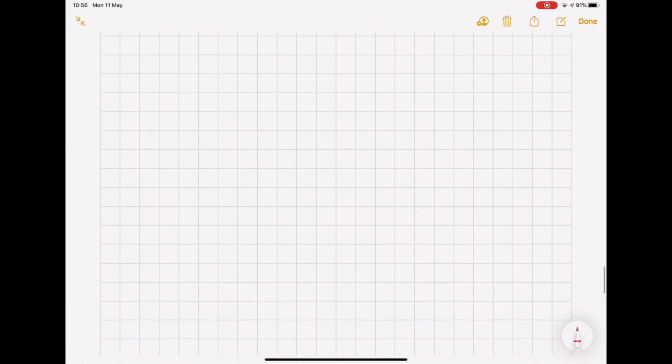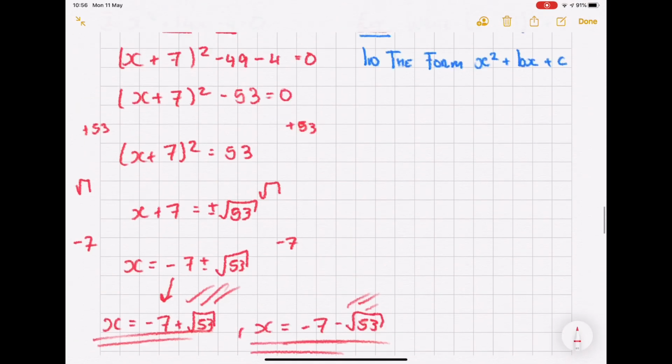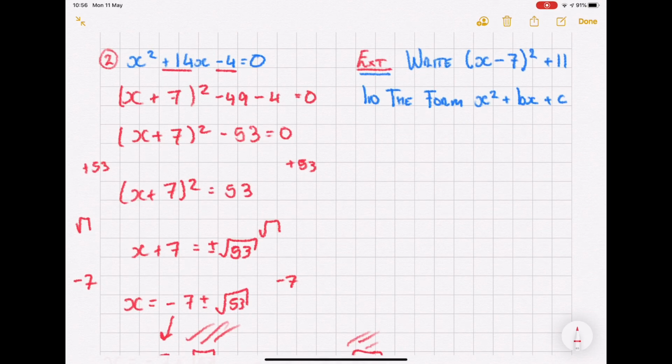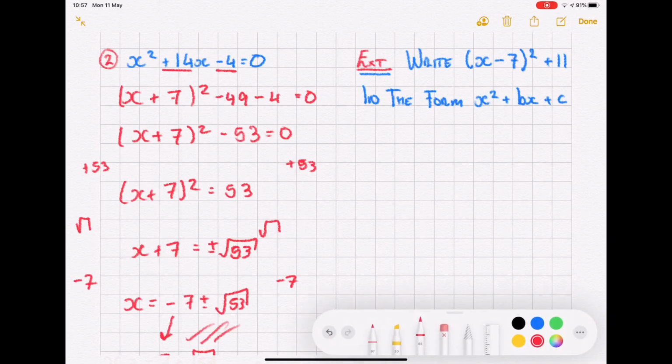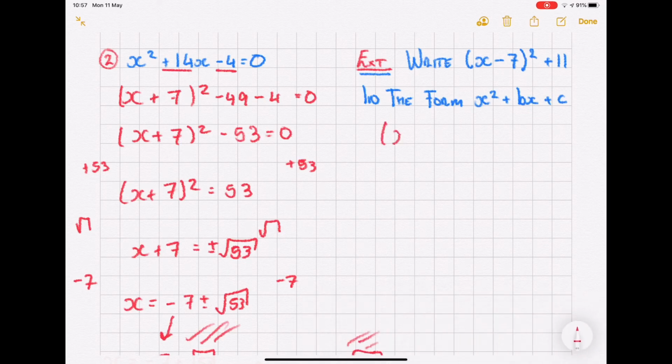Okay, and last but not least, let's have a quick look at that example. Write x minus 7 all squared plus 11 in the form x squared plus bx plus c. Okay, that's kind of just doing the opposite of what we've been doing, so let's expand that. So let's take this down. x minus 7 all squared plus 11. So let's expand that bracket.